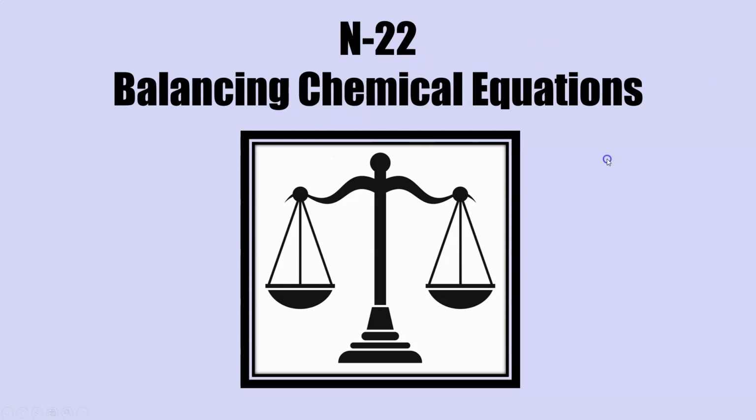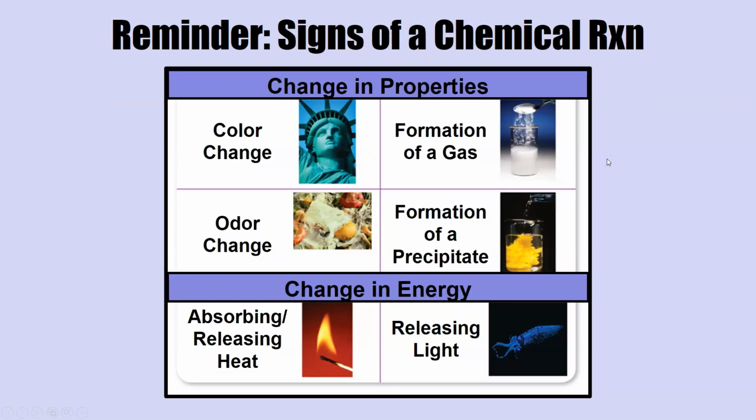So first, just want to review some signs of a chemical reaction. Since we are starting the reaction chapter, I think it would be good to review the things you would see as evidence that a reaction occurred. Sometimes they're easy to see, sometimes they take special equipment, but something like these things listed here should be a sign that an actual chemical change has occurred.